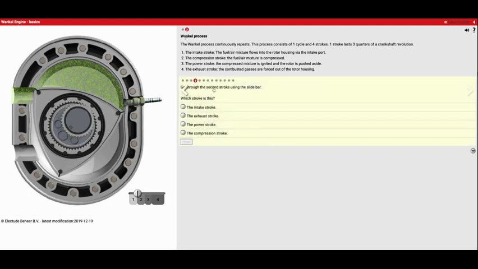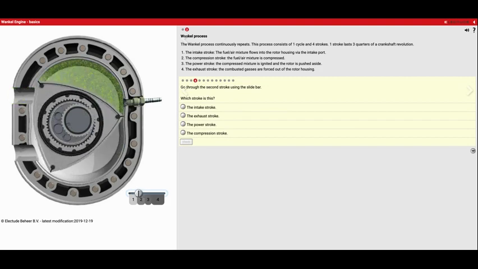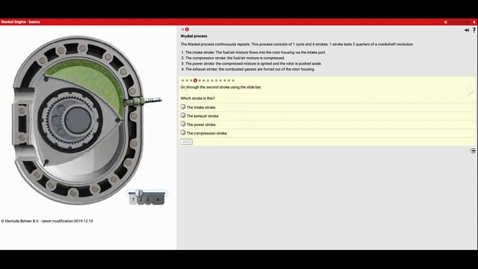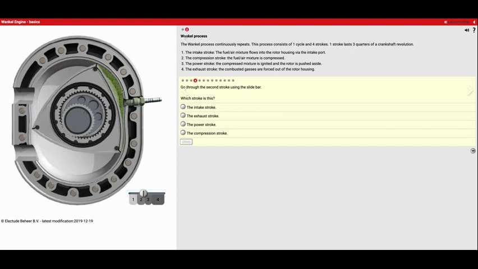It says go through the second stroke using the slider bar. So we'll slide through the 2 phase right here. And now what you're seeing is all that air and fuel getting compressed, getting squished into the tiny little space here. This is going to be the compression stroke.